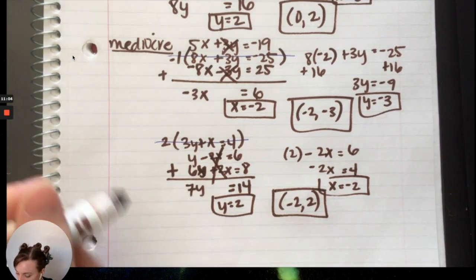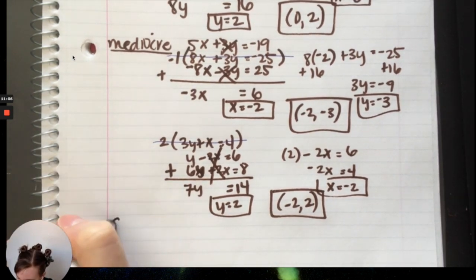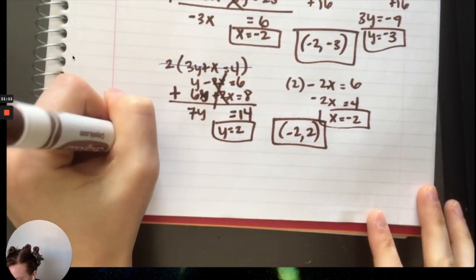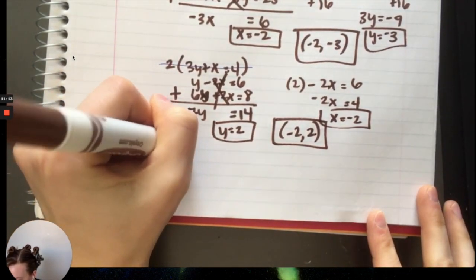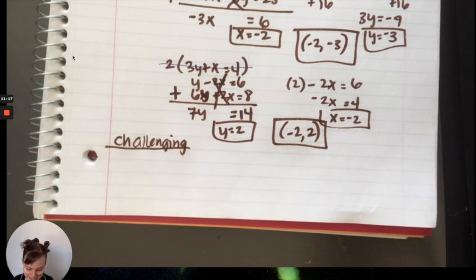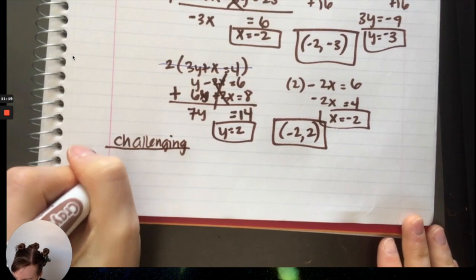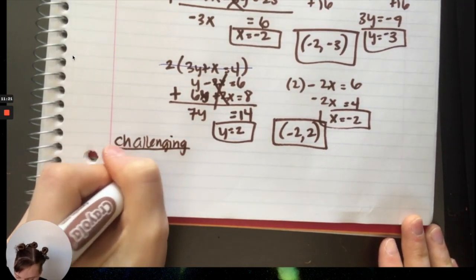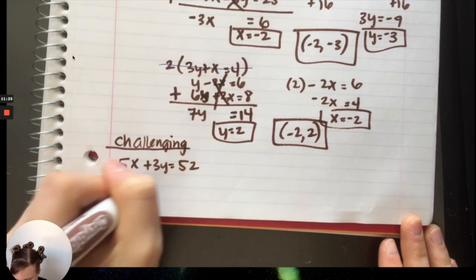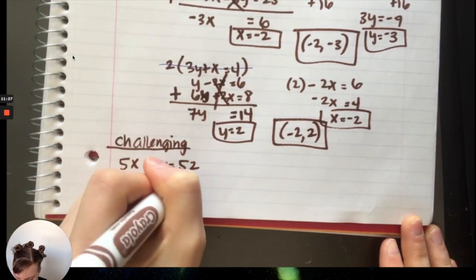Okay, so our challenging one, I'm kind of running out of room because that's where I end. So we'll have enough room. It's just going to be going horizontally, so just an FYI, be aware of that. Okay, so our first thing is writing out the system. So I have 5x plus 3y equals 52, and 9x minus 4y equals 56.